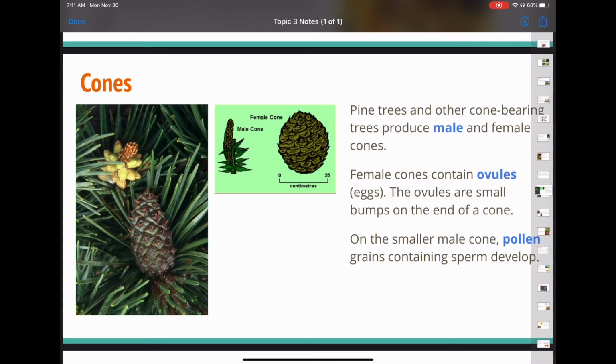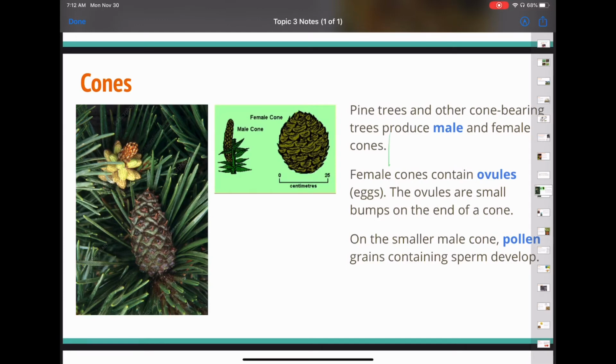And the male cone is going to produce pollen, and that pollen actually contains the sperm cells that are needed to fertilize the ovule or the egg in the female cones. Okay, so the ovules are small bumps on the end of a cone. Now, once this ovule is fertilized, it's going to take a long time, but a seed is going to be formed, and eventually that seed will fall back out of the pine cone into the ground, in which hopefully it will grow to be a tree.